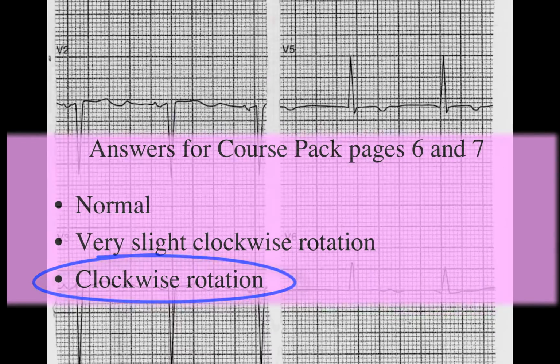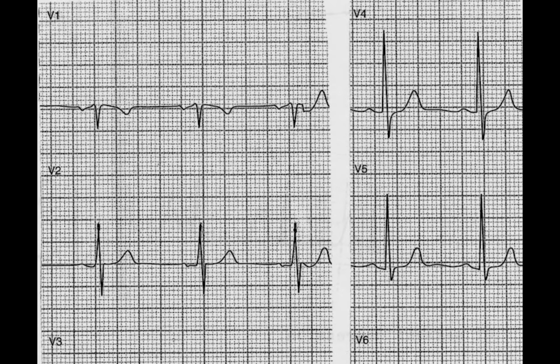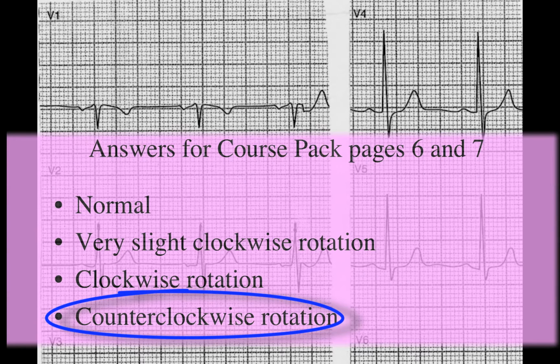If you look at the bottom of page 7, the R wave is smaller than the S wave in V1, which it should be. But when you get to V2, the R wave is bigger than the S wave. And that transition, which happened between V1 and V2, happened very early and to the right. And that's considered to be counterclockwise rotation.